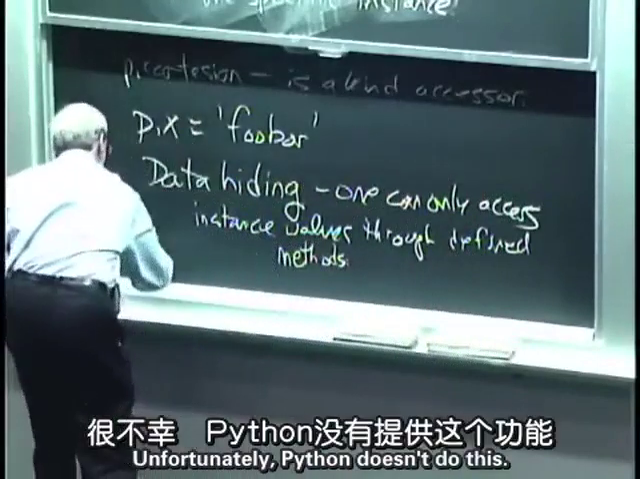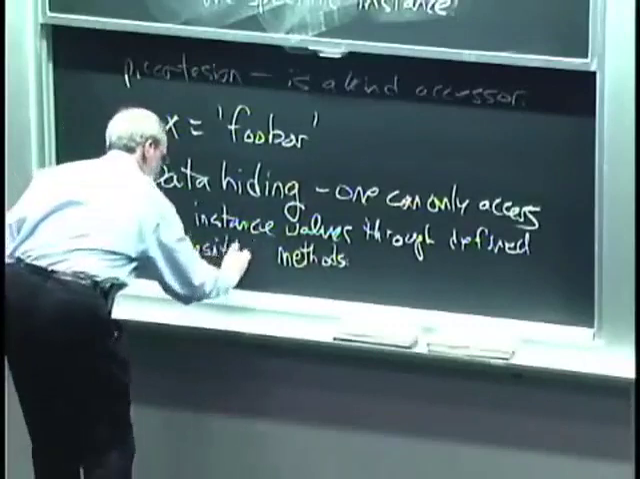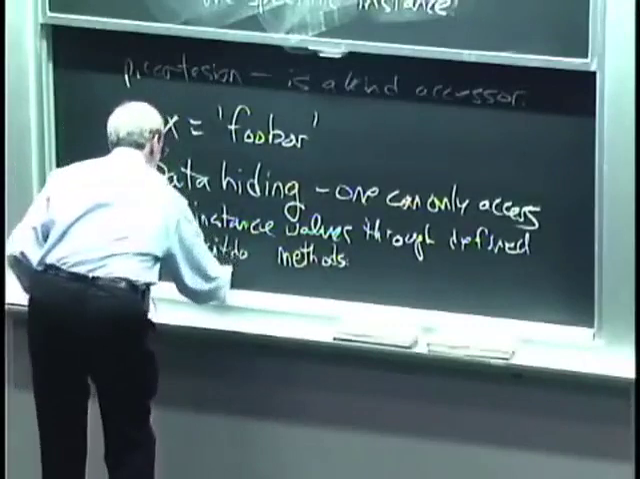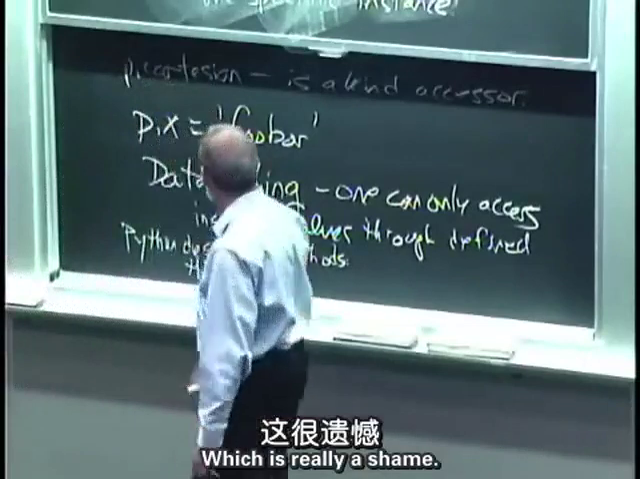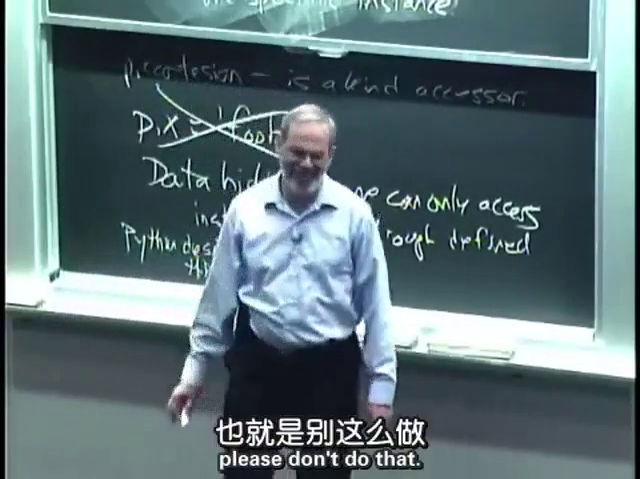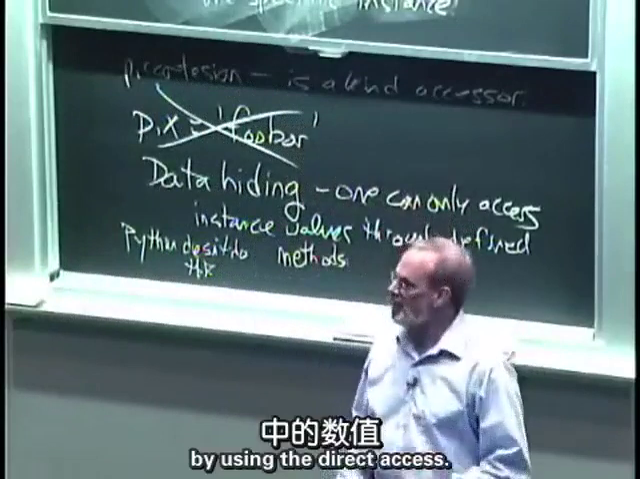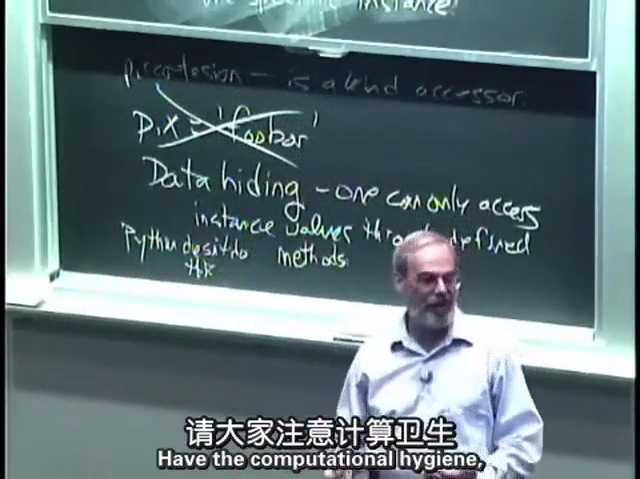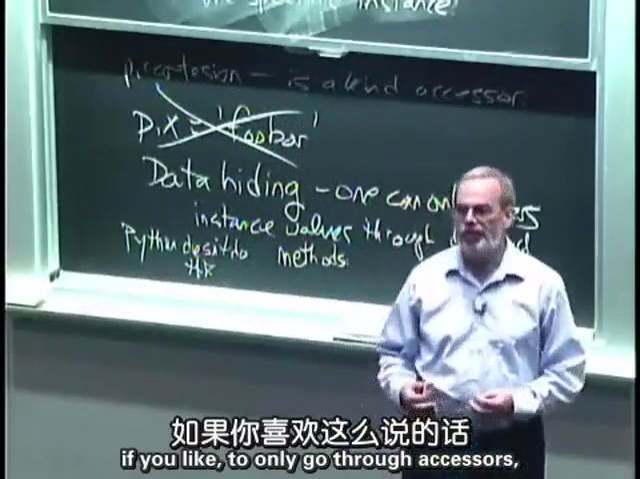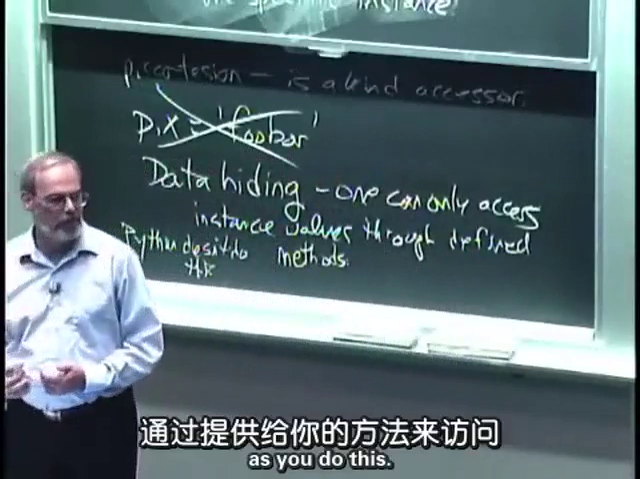Unfortunately, Python doesn't do this, which is really a shame. Or another way of saying it is, please don't do that. Don't go in and change the values of things by using the direct access. Have the computational hygiene, if you like, to only go through accessors, only go through methods that are actually provided to you as you do this.